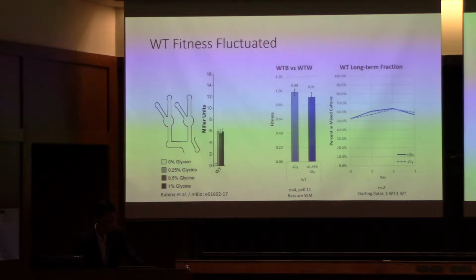But as evident in the short-term and long-term data, we saw some noise. The fitness is not very close to 1, but for the long-term experiment, we started with a 1-to-1 ratio of wild type to wild type, and we ended at something very close to 1-to-1, though you can see fluctuation in between.